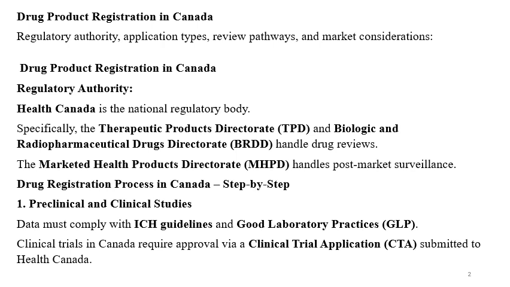Drug product registration process in Canada. Now we will see the step-by-step process. First is preclinical and clinical studies. So data must comply with the ICH guidelines and GLP practices. The clinical trials in Canada require approval via clinical trial application, that is CTA, submitted to Health Canada. So whenever the applicant wants to do clinical trials, at that time the clinical trial application is required to be submitted and approved by Health Canada.